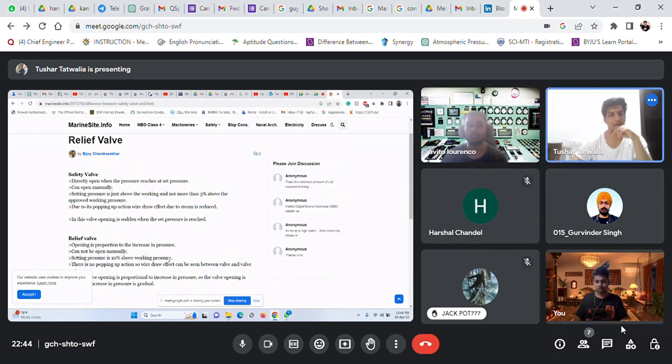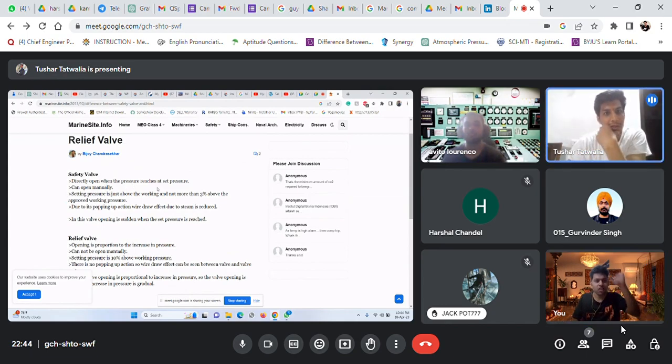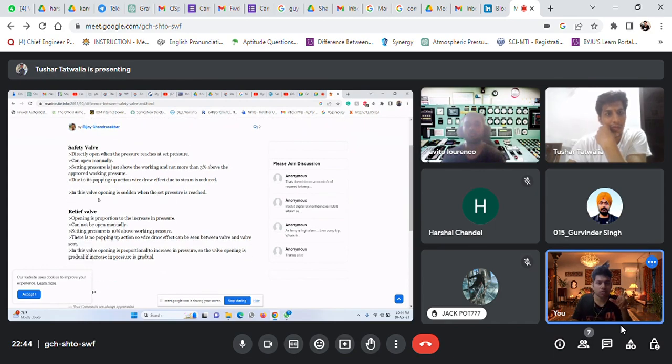But the safety valve is a bigger deal, right? As the last resort, how come it is contradicting? It directly opens when the pressure reaches it. We had discussed that the safety valve is a last resort for releasing pressure.